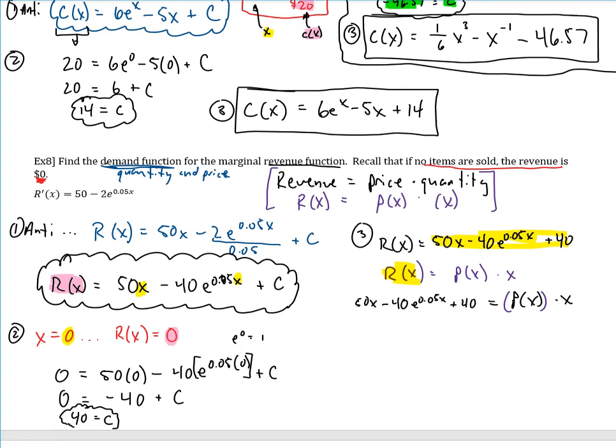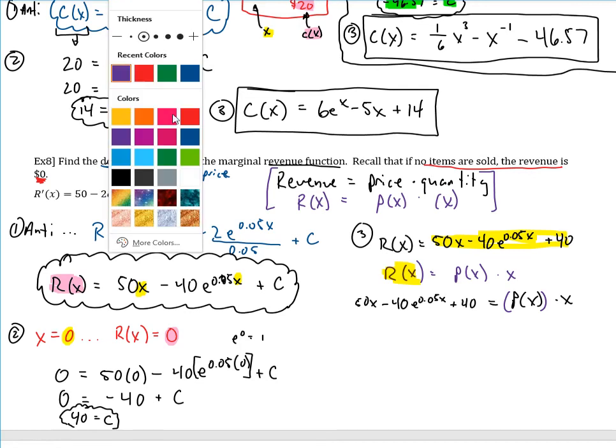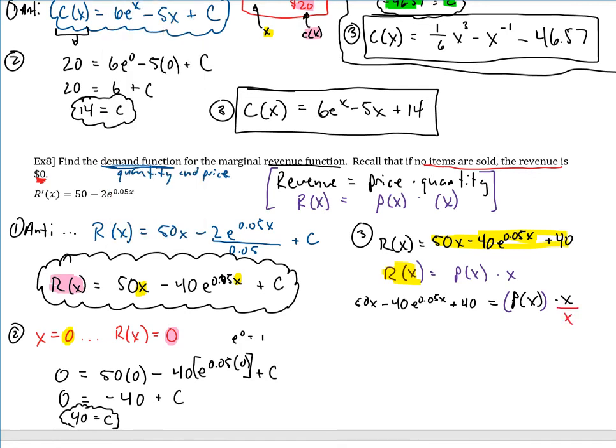Okay, so we're going to find this P of X because that's the only other function that we have. And then all I have to do is divide by that X on both sides all the way through. And I'm going to do it as one big fraction. They might change it, but I'm going to do it as one big fraction like this, which gives us our price function. Okay, so we have 50x minus 40 e to the 0.05x plus 40 all over x. Okay, that's it. So this is our demand function because it has price.